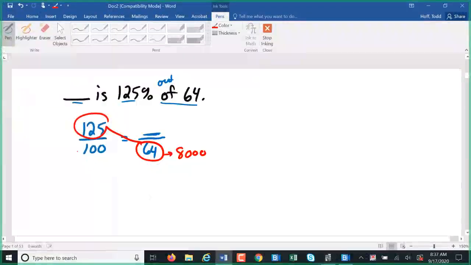And it is 8,000. Then we divide by the number that's by itself. So we'll divide by the 100, giving us 80. So 80 is 125% of 64.